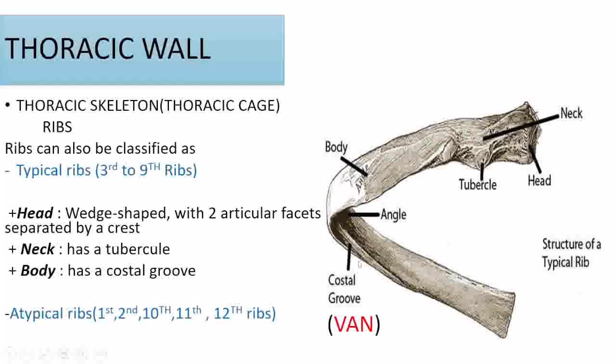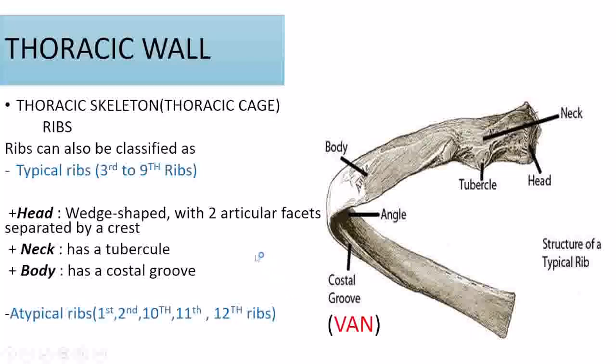Here is the body. The body has a costal groove. This costal groove is where the neurovascular bundle runs. From superficial to deep, or from superior to inferior, they are remembered with the mnemonic VAN: the intercostal vein, the artery, and then the intercostal nerve.